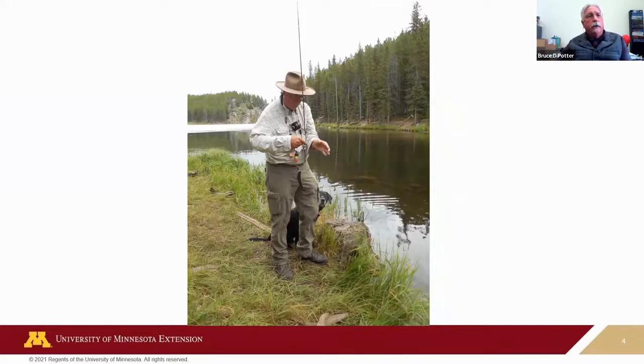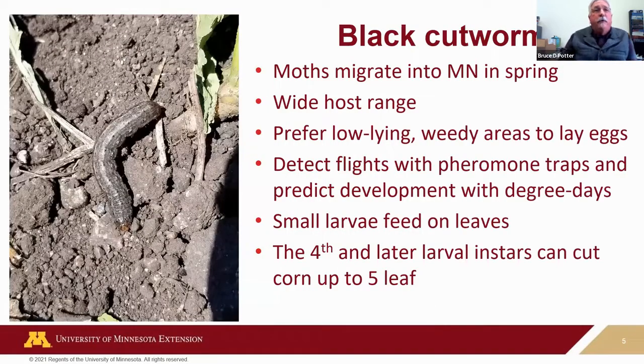My fishing partner there. One of those pests that we deal with are black cutworm, and those moths come into Minnesota in the spring. They like low-lying, weedy areas. We can detect those flights with pheromone traps, and then we can predict development as far as when those cutworms are big enough to cut corn, roughly where we're expecting problems to occur. The small larvae feed on leaves, and then eventually, once they get to fourth instar and above, they can cut corn plants.